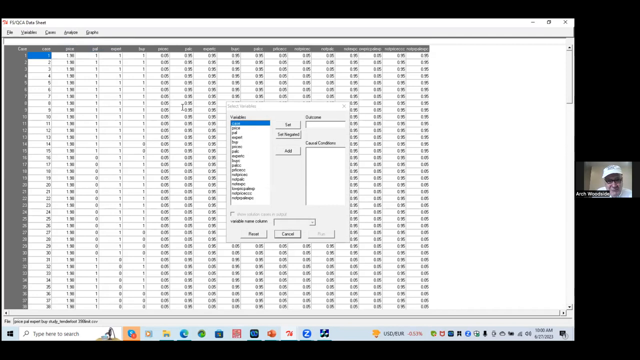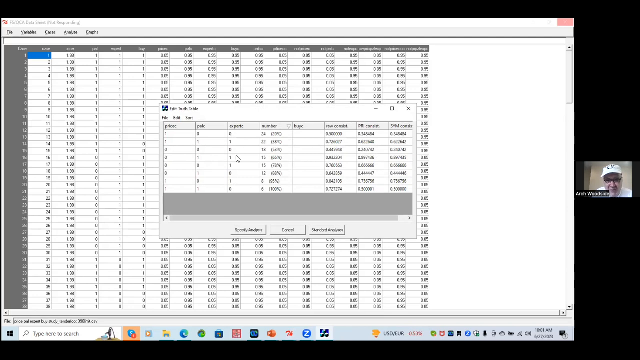And so we'll look at buy or purchase as the outcome condition, and the three conditions as input: price, PAL, and expertise. And there they are. And you don't need to put the negation in for anything, because the software program will give you negation in a model if it's useful. So now we run the model, and here's our truth table.